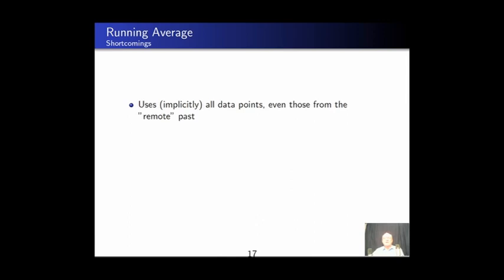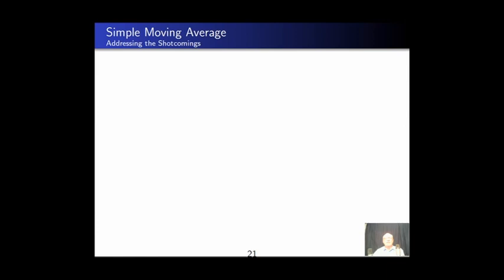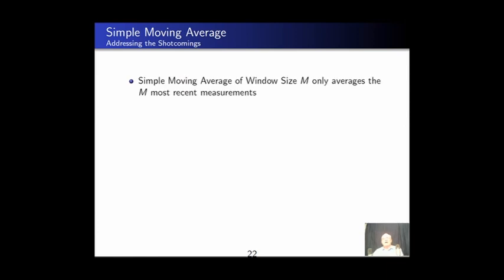But there are some shortcomings. It uses all the data points, even those from the remote past. The gain gets smaller and smaller, so the running average filter goes to sleep and becomes insensitive to new measurement information. So we might want to try to improve things with a simple moving average. What's a simple moving average? A simple moving average of window size M only averages the M most recent measurements.